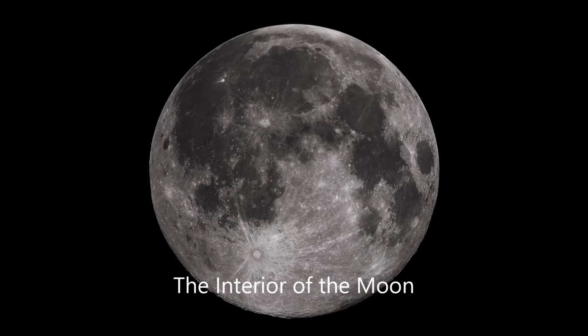The interior of the Moon. Most of the information that astronomers have gathered about the interior of the Moon comes from seismographs. Those are the things that detect earthquakes. These instruments were placed on the Moon by the Apollo astronauts. Seismographs have recorded numerous weak quakes on the Moon, which are similar to earthquakes. I guess you could call it a moonquake.